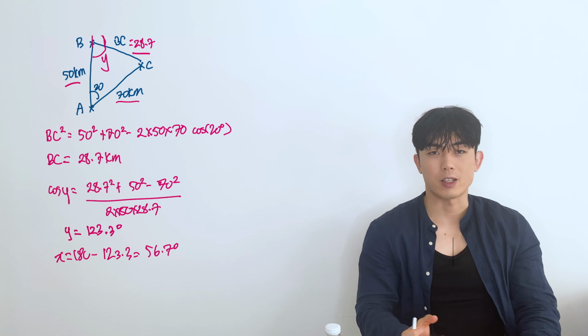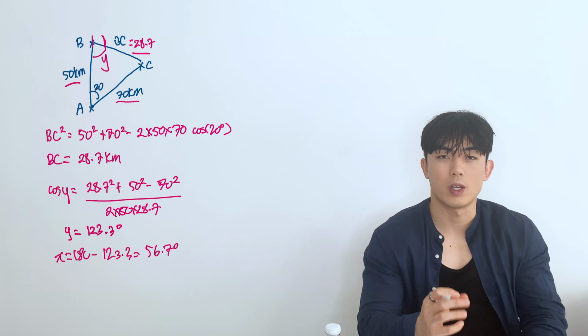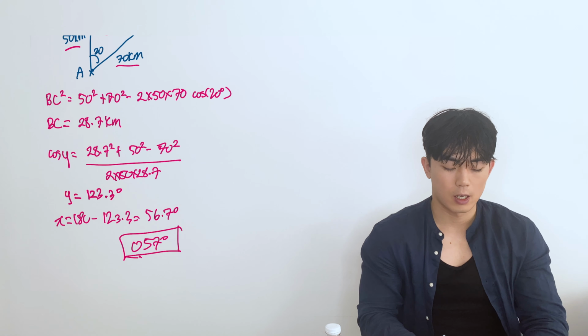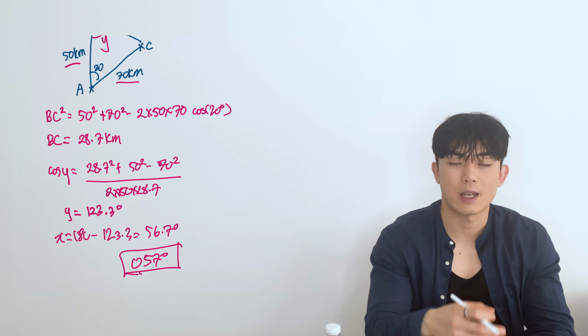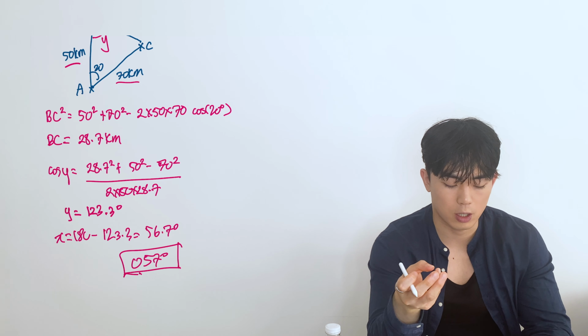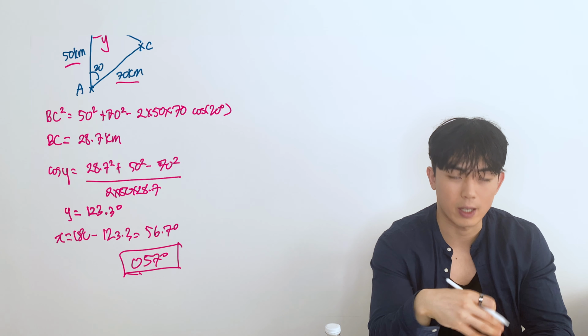But it's a bearing, so bearings have to be integers. You always should round, and they always have to be 3 digits. So the bearing would be 057 degrees. That's the bearing. So as you can see, as long as I identify where my lengths are and what the appropriate angles are, and use the right form, then we get all the right answers.